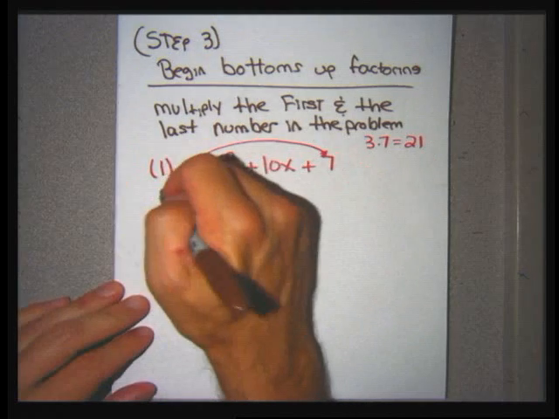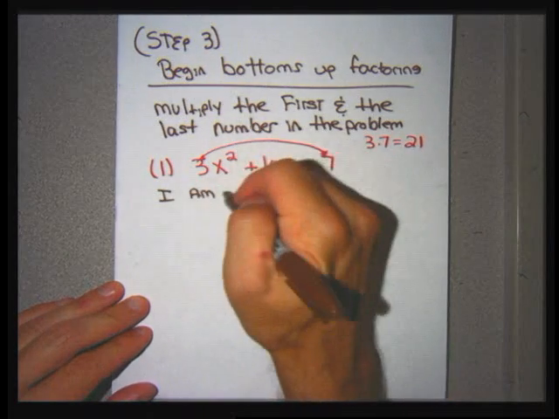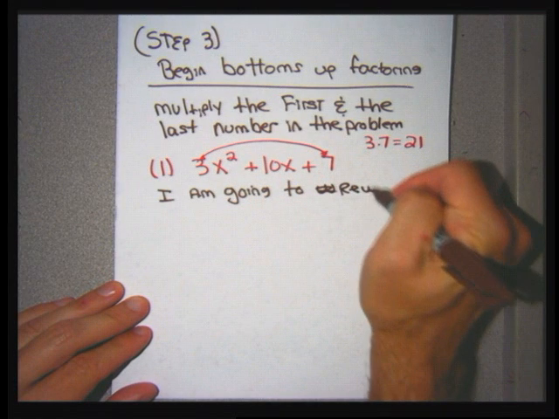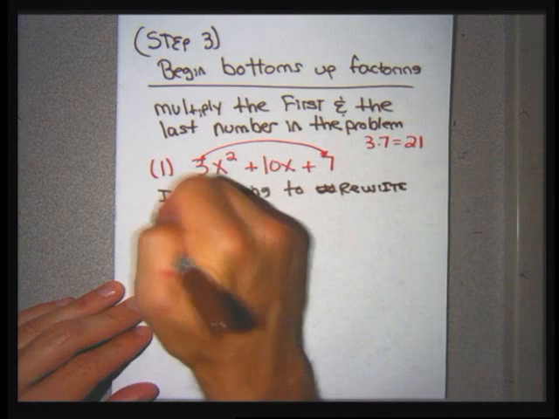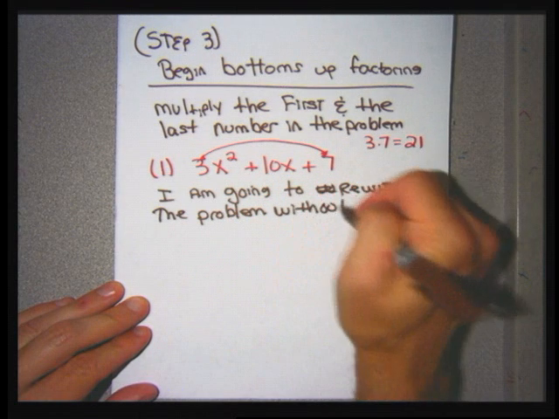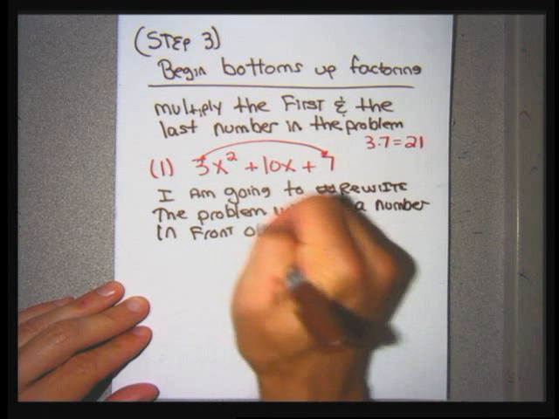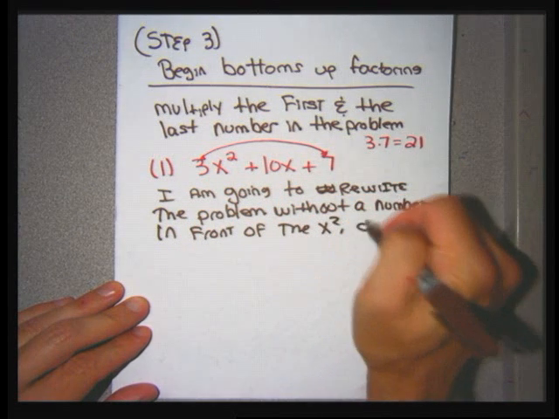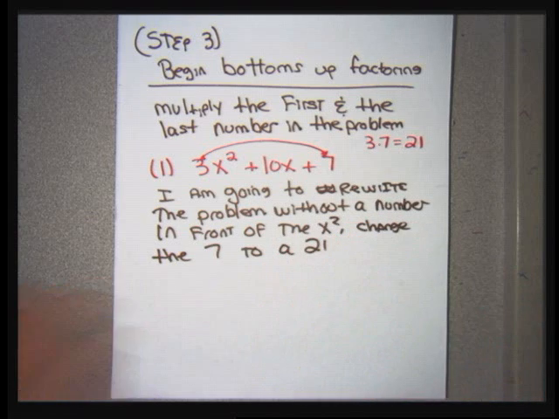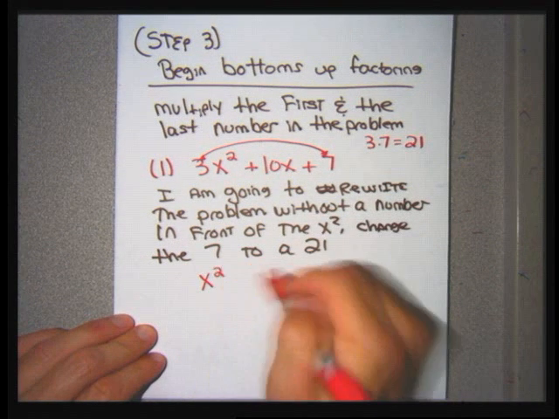And I'm going to rewrite the problem. Should have written my parentheses with my signs, but I'll get those down in a second. I'm going to rewrite the problem without a number in front of the x squared, and I'm going to change the 7 to a 21. So bottoms up factoring temporarily takes the number away from the x squared term.